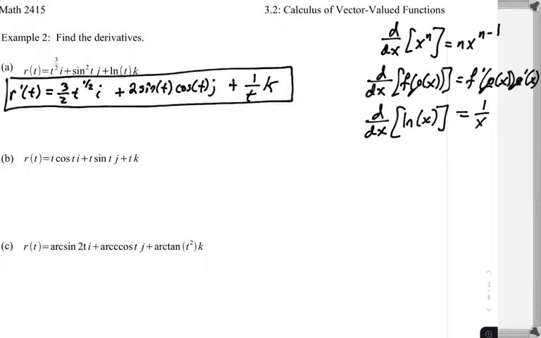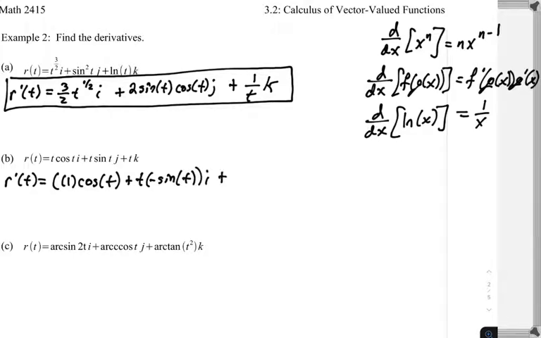Okay, and that's it. So for part B, r of t is equal to t cosine t i plus t sine t j plus t k. And so we're going to be doing a product rule because we have the function t times the function cosine t. So the derivative of the first, the derivative of t is 1, times the second function, cosine of t, plus the first function t times the derivative of the second function, the derivative of cosine, which is negative sine. Okay, and that is our i component.